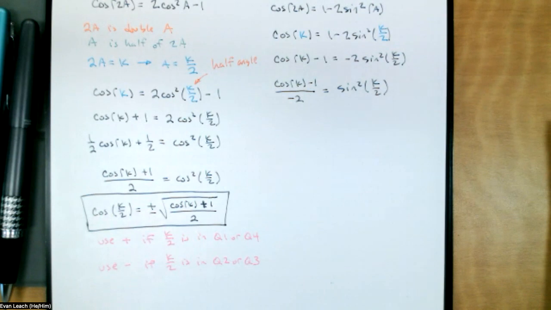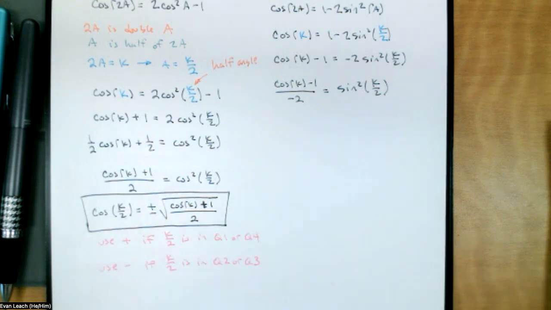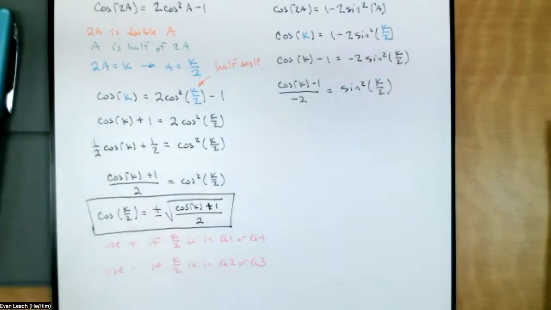So we have a cosine of K minus 1, but it's divided by a -2. We do not like this, dividing by -2, when there's subtraction sitting right in the numerator. So here's what we do. I'm going to change all the signs. Just change all the signs. And that changes the order.